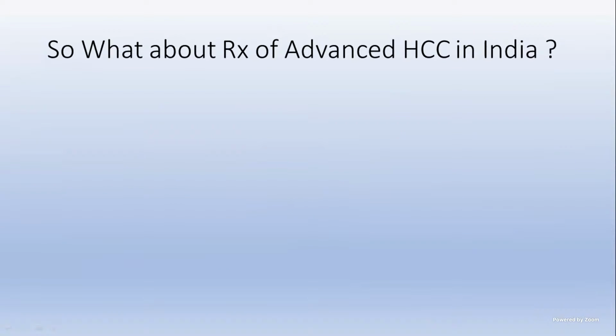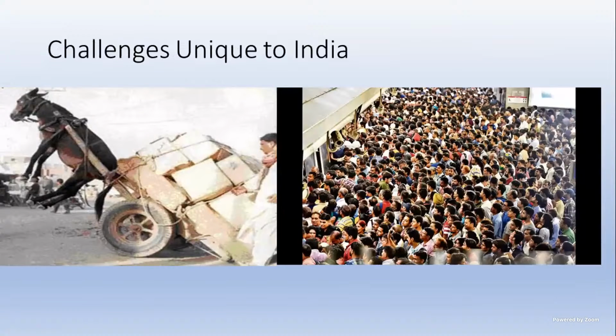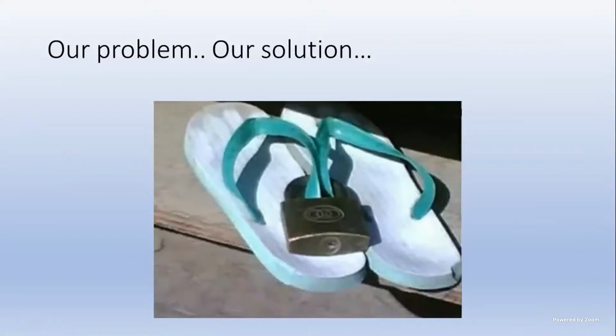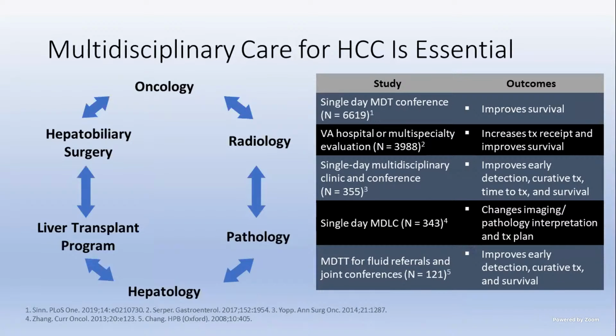So what about the treatment of advanced HCC in India? The challenges are greater in the Indian population. As Dr. Shantan said previously, the cost is very, very high for patients on immunotherapy and TKI, but many of our Indian population are below the poverty line. Our problem is our solution.